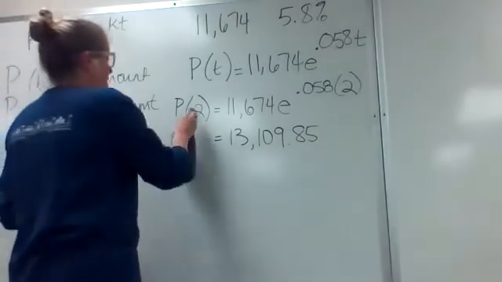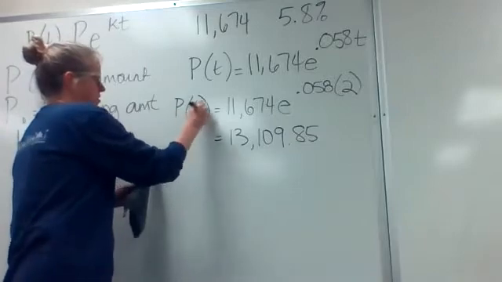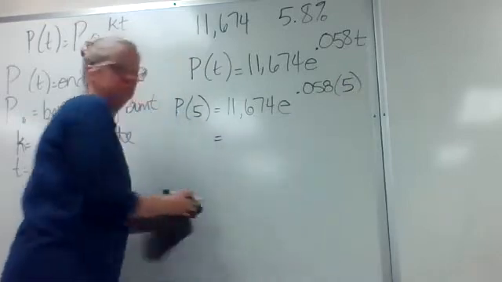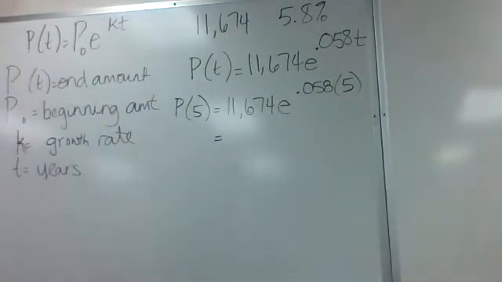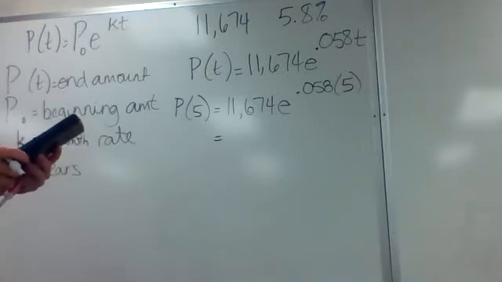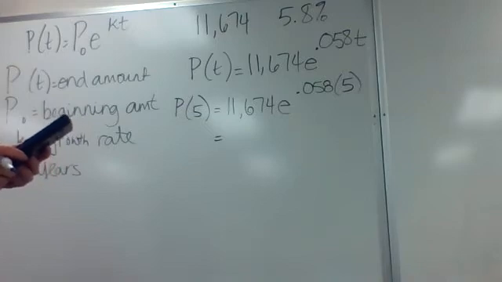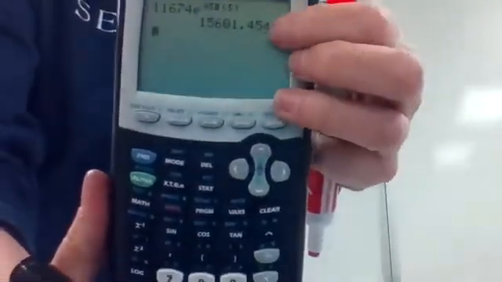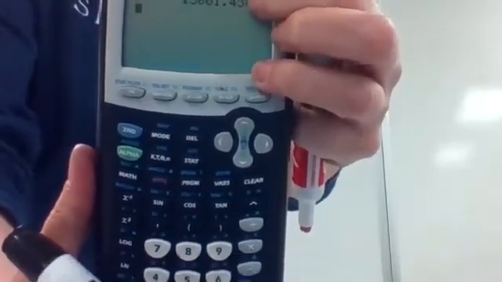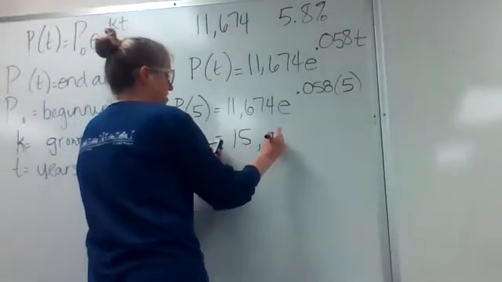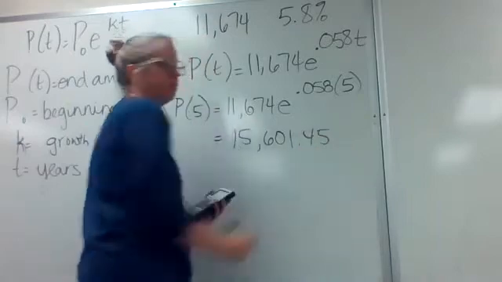What about after 5 years? Again, all I'm changing is the T to a 5. I'm putting that in my calculator. So get 11,674 E to the 0.058 times 5. Rounding it to 2 decimals. So after the 45 cents is a 4. So again, I just don't need to round up. So after 5 years, I'll have $15,601.45.